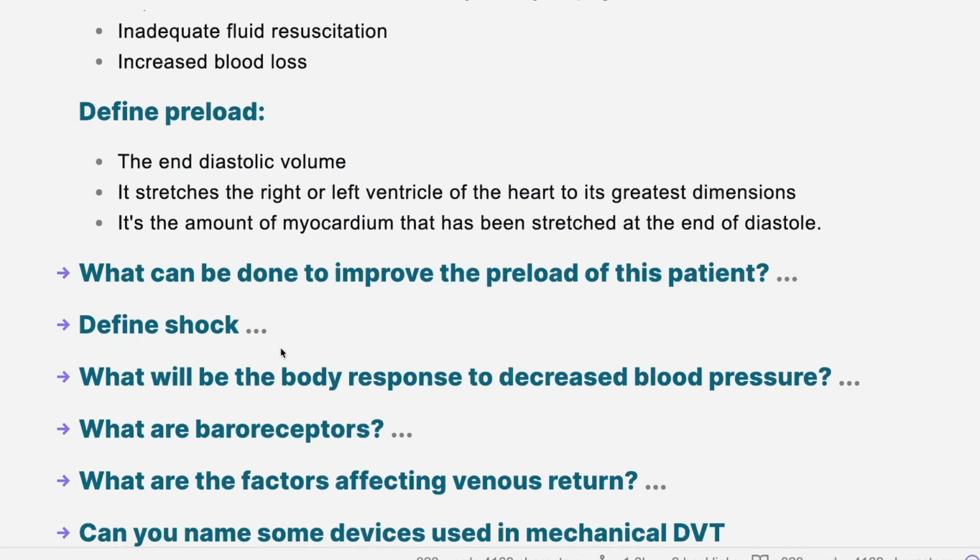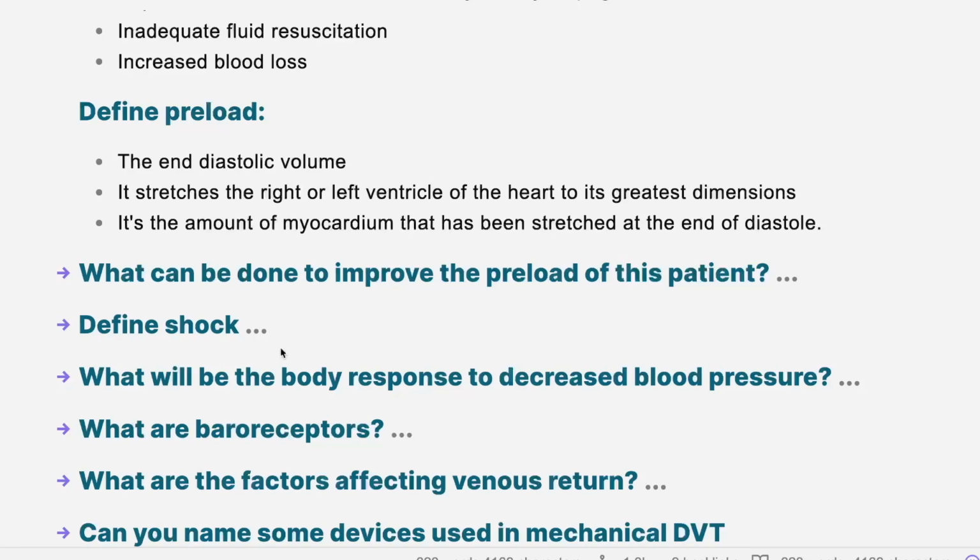What can be done to improve the preload in this patient? So we need to understand what the factors are that can affect the preload in the patients first. And that's a different question, which I'm going to answer first. The preload is basically affected by the venous tone in the peripheries. The higher the tone, the higher the venous return, and consequently, the higher the preload. It can also be affected by the muscle pump in the peripheries and the muscle status or the muscle tone. It can also be affected by the patient position.